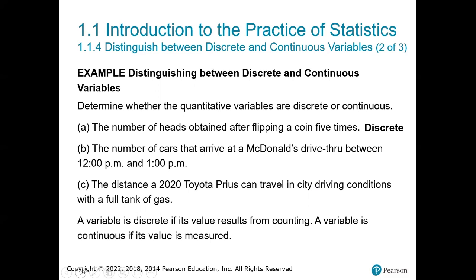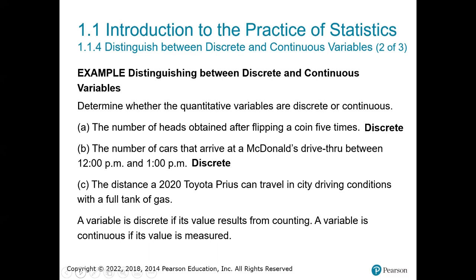Next one, the number of cars that arrive at a McDonald's drive-through between 12 and 1 p.m. Am I counting something or am I calculating? Well, I am counting. I would count the number of cars. That is a countable value. Or I could look back and see how many orders were processed through the drive-through. That is a counted value. So it is discrete.